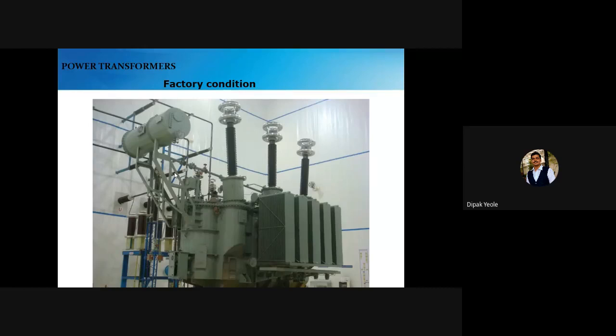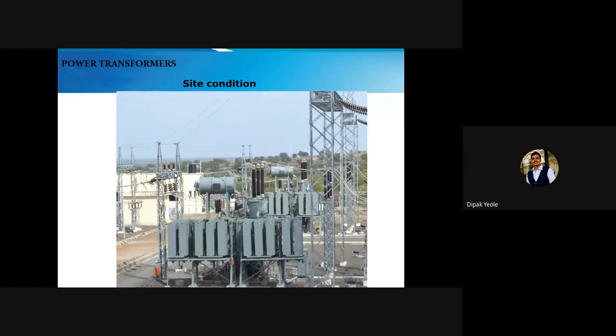So this is the factory condition and this is the site condition. You can see the control room is available here, where the operator, or the engineers, are going to sit inside this control room. And here is the site condition of the power transformer. Here you can see the lattice structure they have used for carrying the bus bar. So these are nothing but the bus bars. And here you can see the RYB three-phase power transformer for the particular substation.